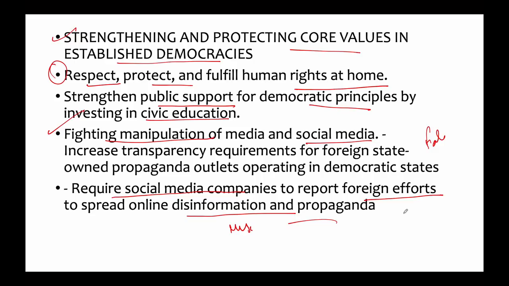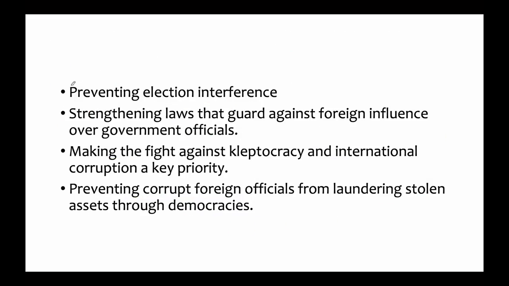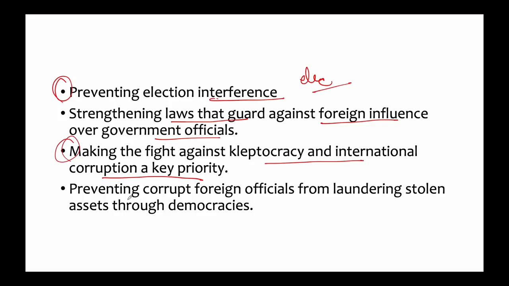Then they have talked about how we should prevent election interference, that the electoral process should be very fair. We should strengthen the laws that guard against foreign influence over government officials, making the fight against kleptocracy and international corruption a key priority. Then preventing corrupt foreign officials from laundering stolen assets through democracies. So that is what has been talked about in this report. So this is all about today's lecture.